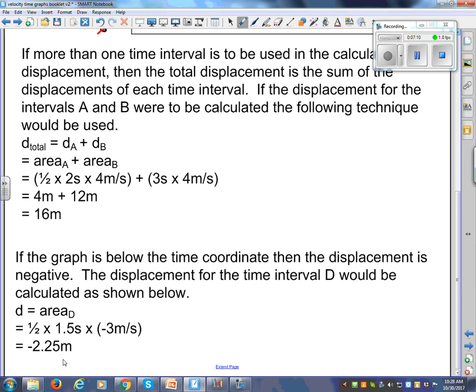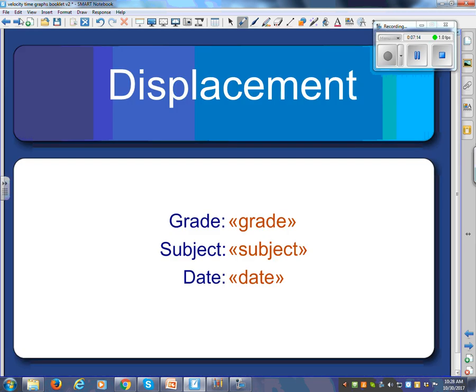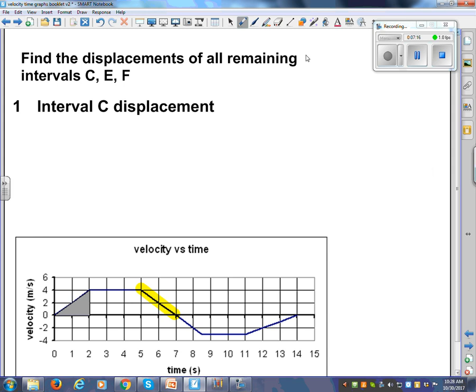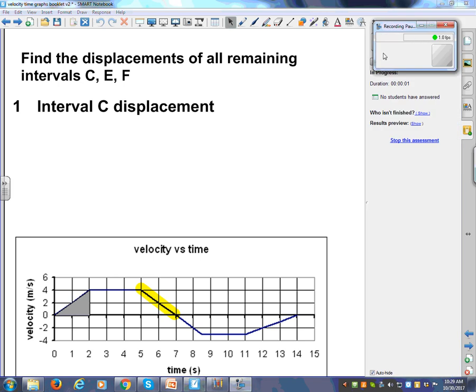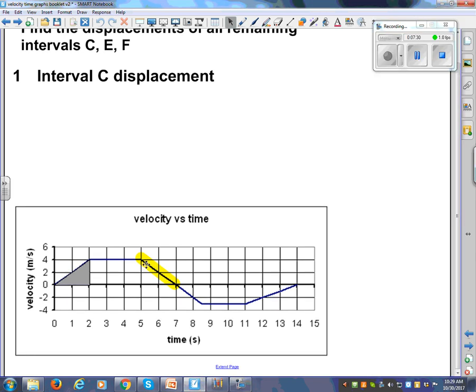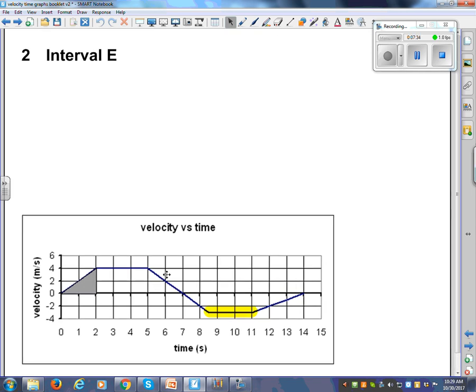Okay? Let's do a little bit of clicker practice. So I'm going to ask you to find the displacements of all remaining intervals. Interval C, interval E, and interval F. And I'll take a few moments and let you do that. Okay, so C is highlighted here. C is from 5 to 7. E is down here, the flat portion. F is the next one there.